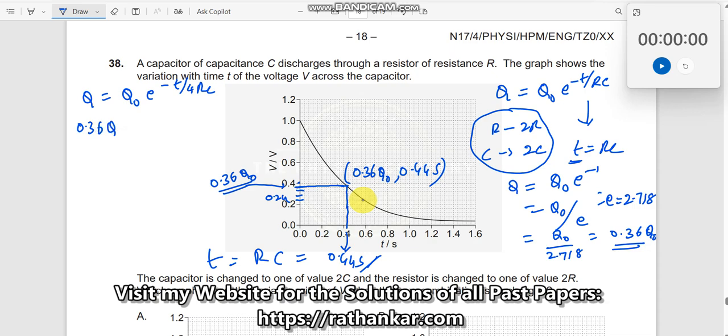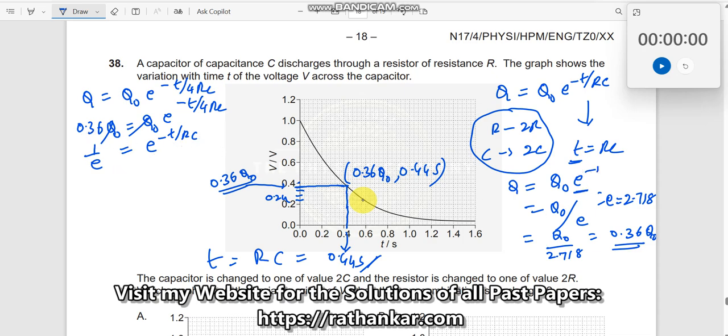0.36 Q naught is equal to Q naught e to the power of minus T divided by 4RC. Okay. This Q naught and Q naught goes away over here. Now, what is 0.36? Where did I get it from? I got it from here, 1 by E, right? So, I will write this as 1 by E is equal to e to the power of minus T by 4RC.